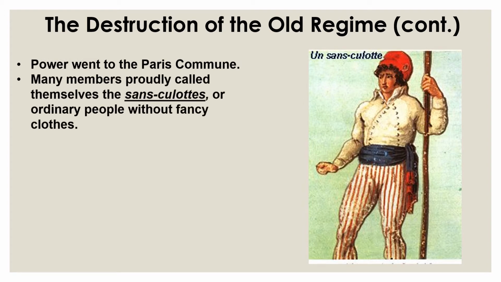Power went to the Paris Commune, which was in the hands of these working class folks in Paris. Many of these people were known as the sans-culottes, or ordinary people without fancy clothes. Sans-culotte actually means without pants. It's not that they didn't have pants. It's that they were wearing long trousers, working class trousers, rather than the knee breeches that the wealthy classes wore, that the nobility wore, and now even members of the bourgeoisie wore them.